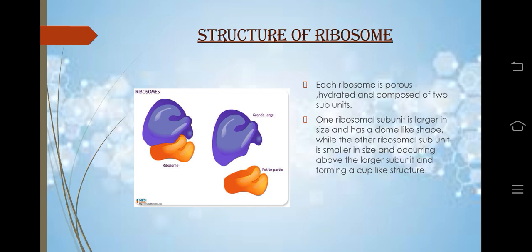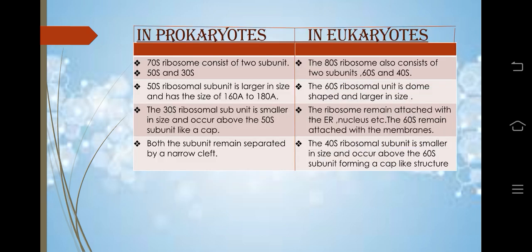Then the structure of ribosomes. Each ribosome is porous, hydrated and composed of two subunits. One ribosomal subunit is larger in size and has a dome-like shape, while the other is smaller in size, occurring above the larger subunit and forming a cup-like structure. In prokaryotes, the 70S ribosome exists as two subunits, 50S and 30S, but in eukaryotes, the 80S ribosome also consists of two subunits, 60S and 40S.